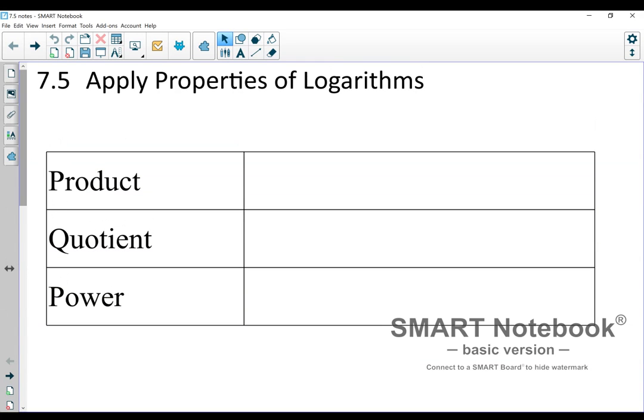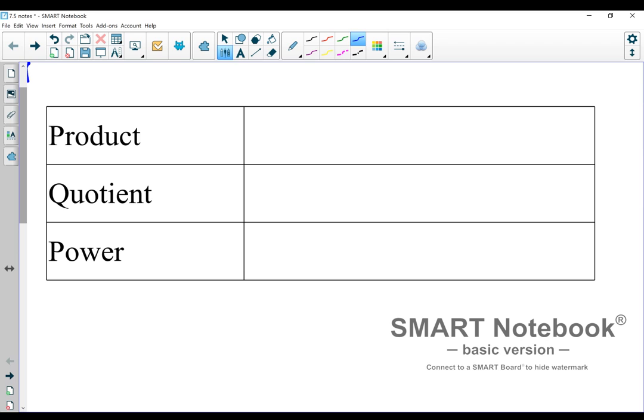Algebra 2, 7.5, apply properties of logarithms. So we are going to look at the different way that logarithms work today. We'll start out with the product, quotient, and power properties for logarithms.